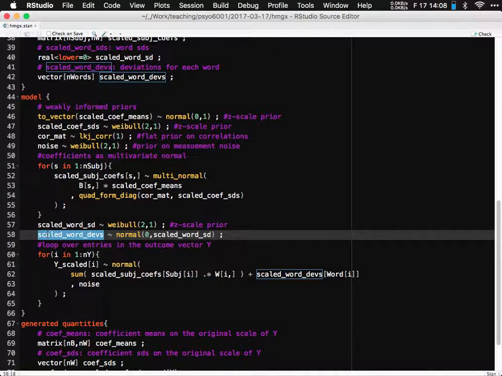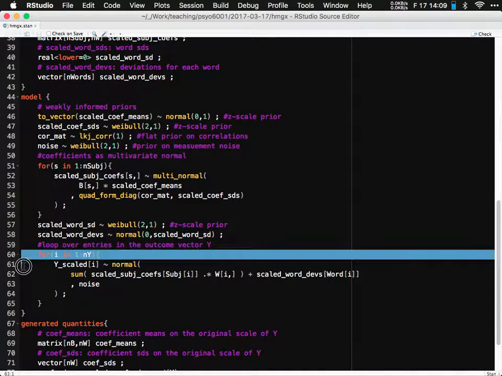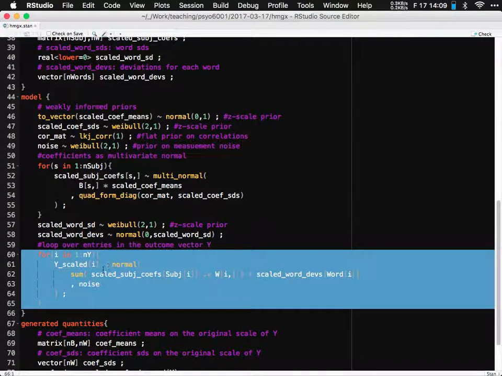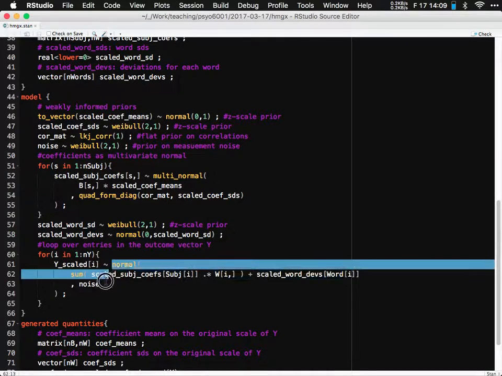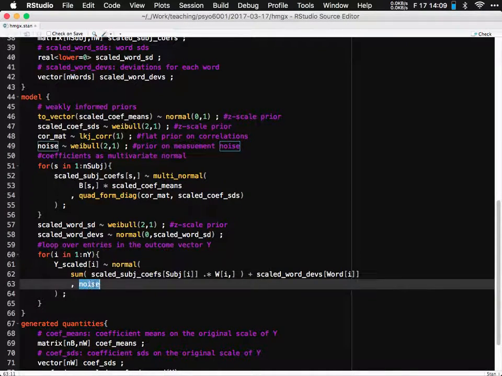And for the actual effect that a given word has, we'll say that it's centered at 0. So the mean effect of words is 0, but approximately half of them are going to push up and half of them are going to push down. So it's a normal distribution with the standard deviation that we're estimating, but centered on 0. So finally, as we loop over the observations, we model each observation as being sampled from a normal distribution with that constant amount of noise.